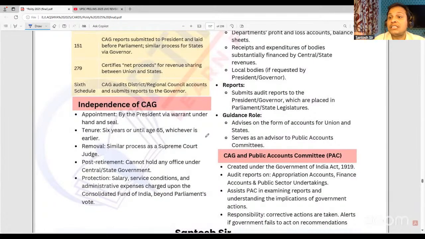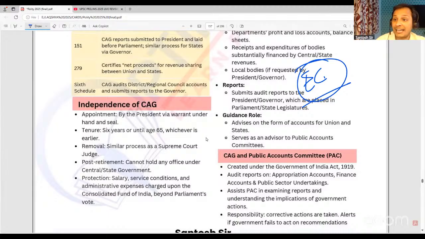They may ask you which constitutional bodies are appointed by a committee. This kind of question cannot be asked as such, because now the Election Commission is appointed by a committee. But CAG is still not appointed by a committee. This can be asked. CAG is a single member body, but the Election Commission is not a single member body. So you can expect this kind of question.